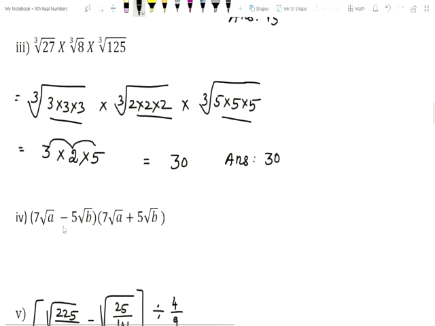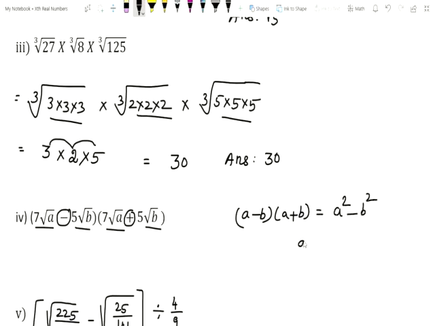7 root A minus 5 root B into 7 root A plus 5 root B. See here: 7 root A, 7 root A, 5 root B, 5 root B. Only the sign differs. So it is in the form of (A minus B) into (A plus B). If it is there, we can use A square minus B square. Here A equals 7 root A and B equals 5 root B. Just substitute here.